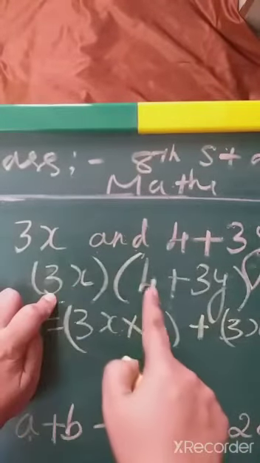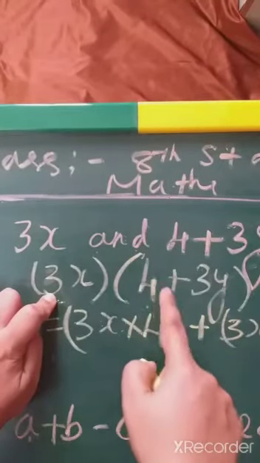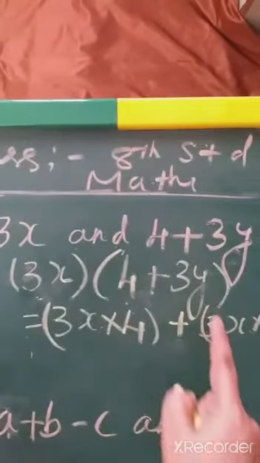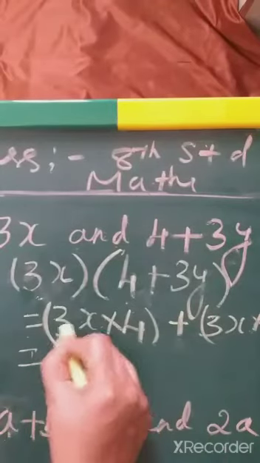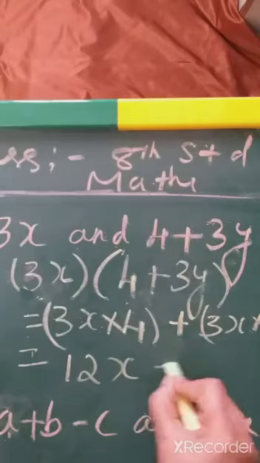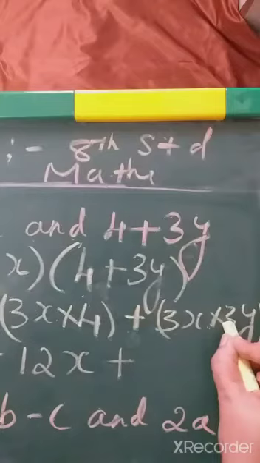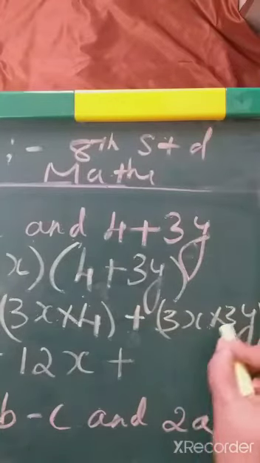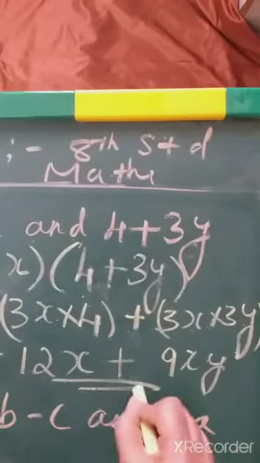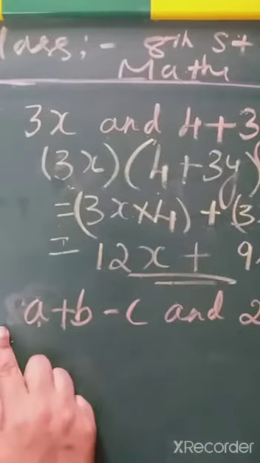First term monomial with first term, then again monomial with second term. 3x into 4, here plus symbol, so same plus symbol. Again 3x into 3y. Now 3 fours are 12, x as it is. Plus, removing bracket, 3x times 3y: first multiply the numbers. 3 into 3 is 9, x into y is xy. Unlike terms, write as it is. That is our answer. Now next example is here trinomial.